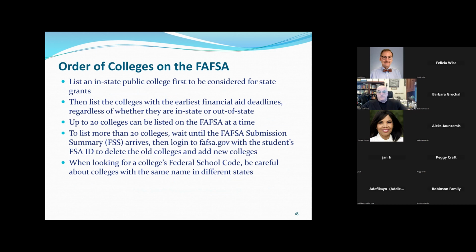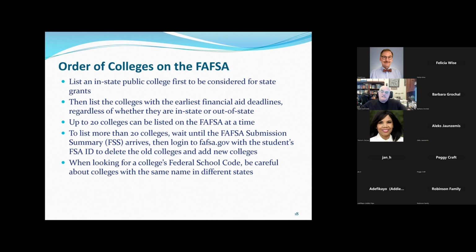Now, the colleges that are listed on the FAFSA are no longer shared with the colleges, because there was a problem several years ago where some colleges were using this information to say, if you didn't list us in the first 3 slots, we're probably a safety school and we're not going to admit you because you probably won't enroll. This was a violation of federal law. The U.S. Department of Education responded by no longer sharing that information with the colleges. But there are still reasons why the order of the colleges on the FAFSA matters.